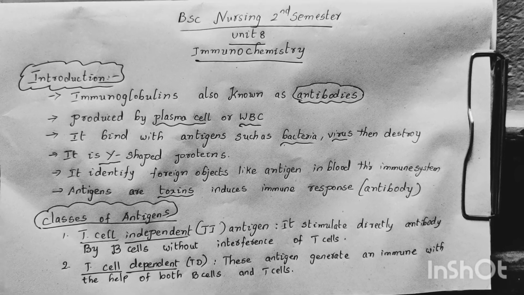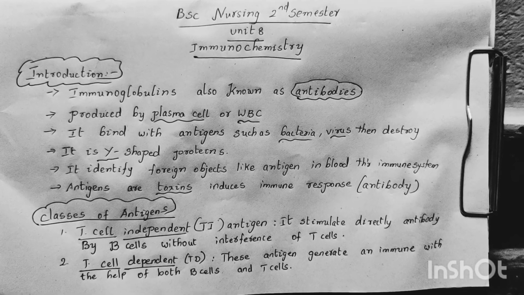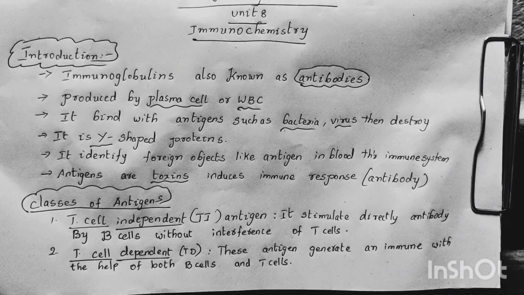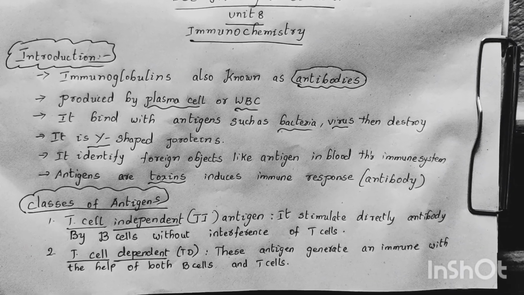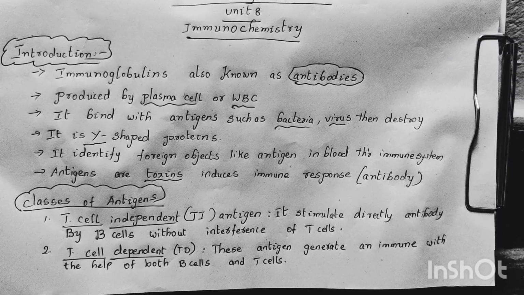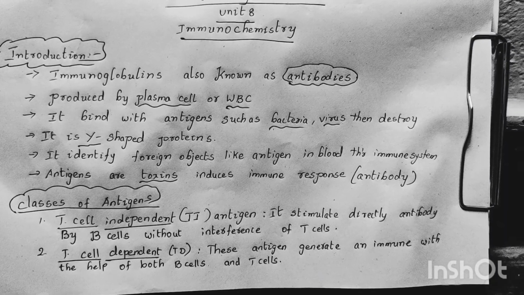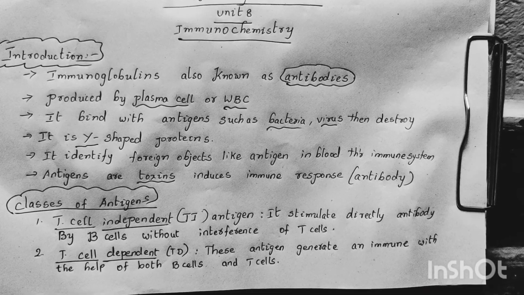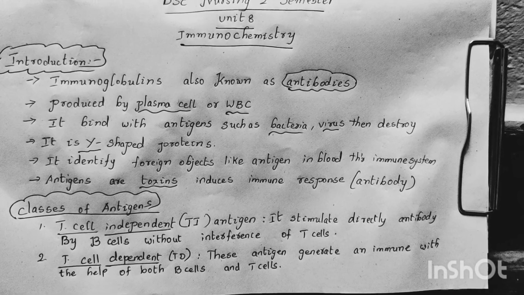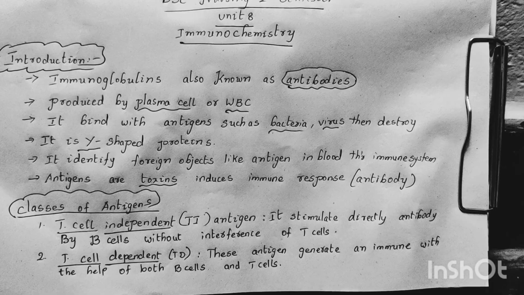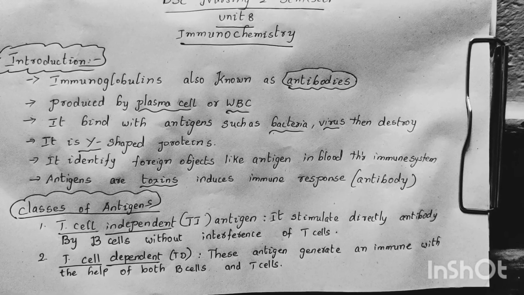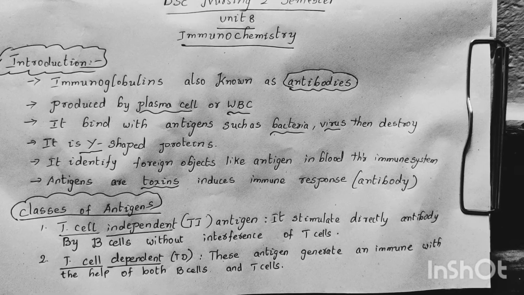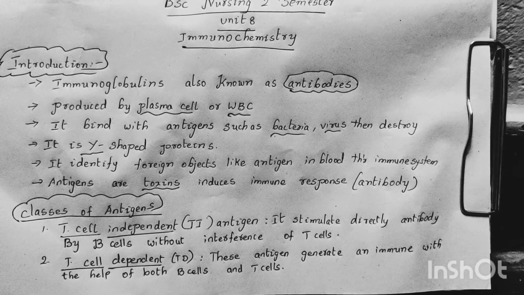It is produced by plasma cells. It binds with antigens such as bacteria and viruses, and then it will destroy them. If you see, it is a Y-shaped protein. It identifies foreign objects when they enter your body, like antigens, in the blood and through the immune system. And these antigens or toxins will induce the immune response, that is, the antibody.